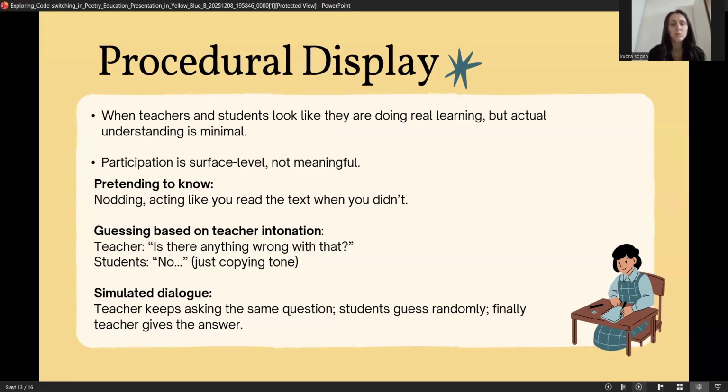Simulated dialogue. Teacher keeps asking the same question. Students guess randomly. Finally, teacher gives the answer.